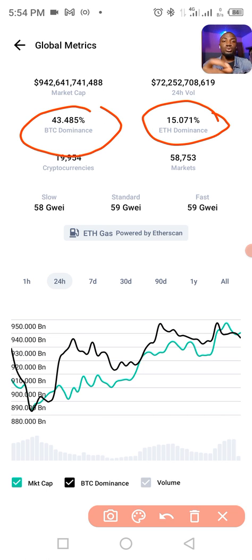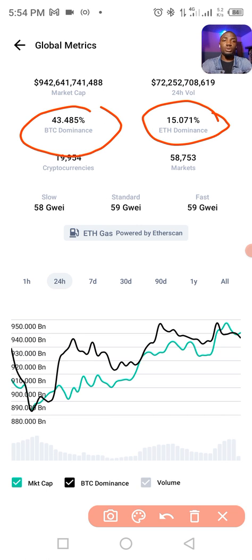Remember, we have two broad categories of cryptocurrency. We have Bitcoin and others. Those others are what altcoins are. So Ethereum is actually an altcoin. All those, BNB, all of them are altcoins. USDT, all of them are altcoins. So that is all about Bitcoin dominance.